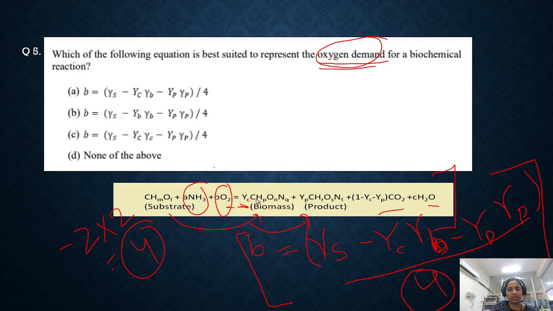So for this question, the correct answer is b equal to gamma S minus YC into gamma B minus YP into gamma P by 4. So option A is correct for this question.